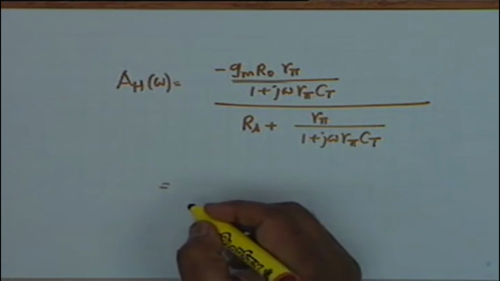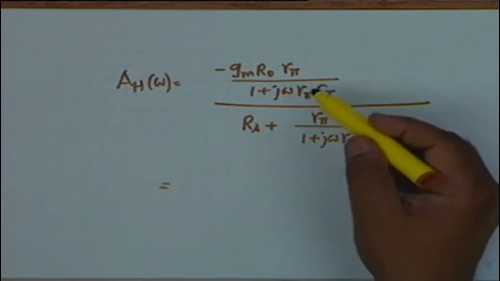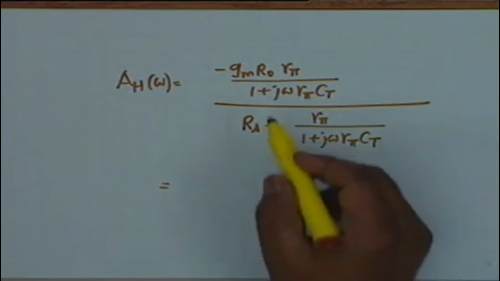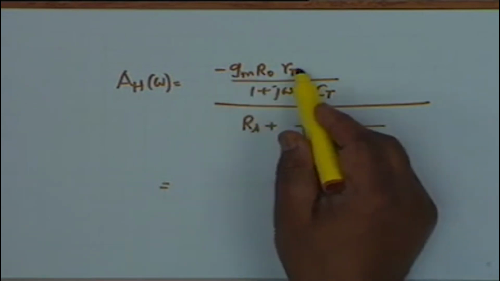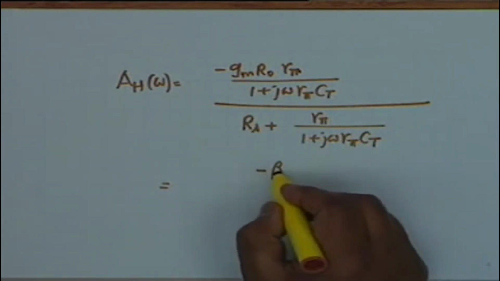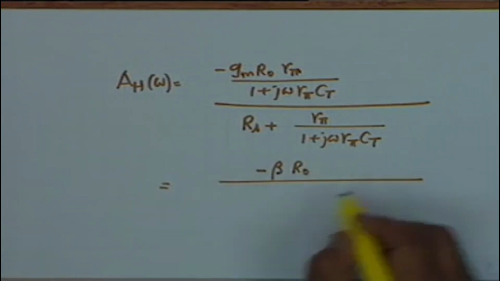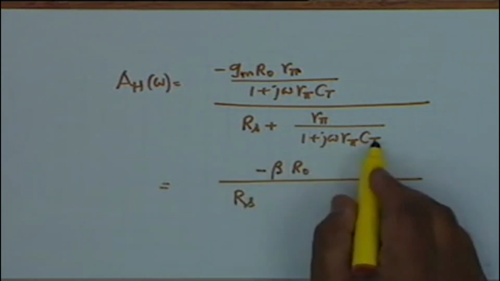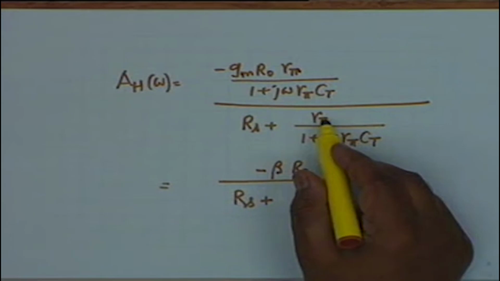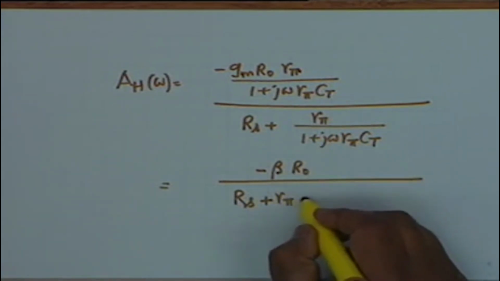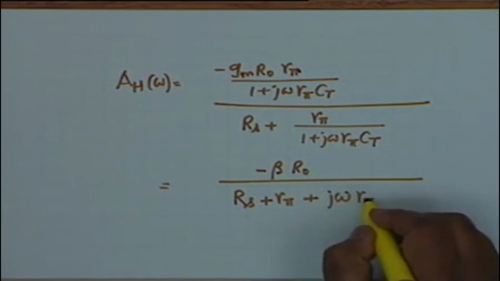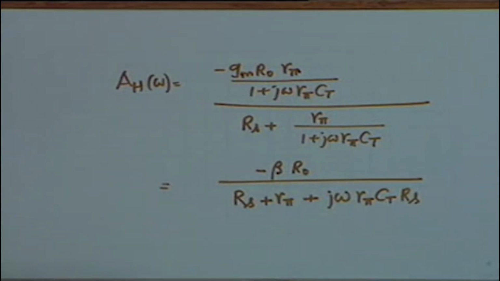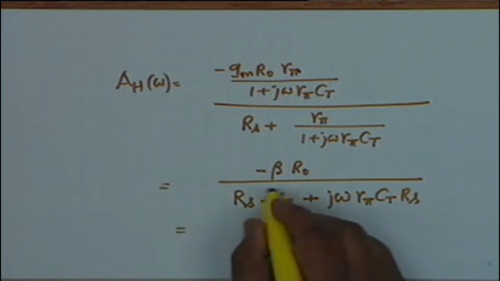Alright. Now I multiply both numerator and denominator by 1 plus j omega R pi Ct. And you also notice that in the numerator I have Gm and R pi. So I can write minus beta R naught divided by Rs. Rs multiplies this. Rs and R pi is left alone. Rs plus R pi plus j omega R pi Ct Rs. Is that okay? And now I take this out.